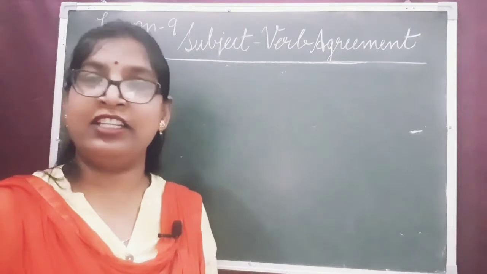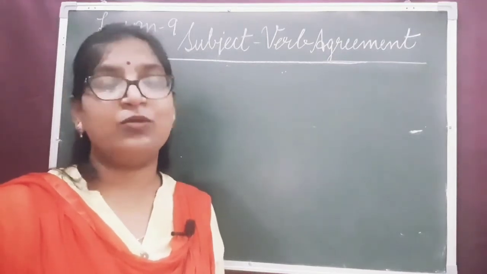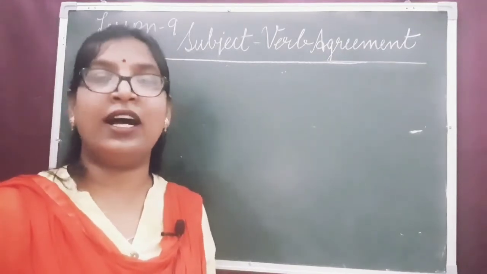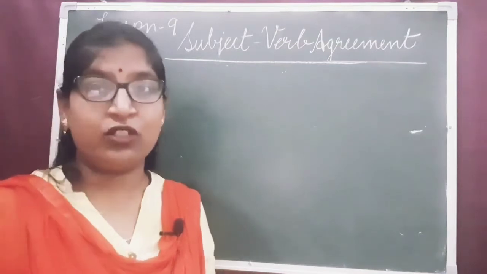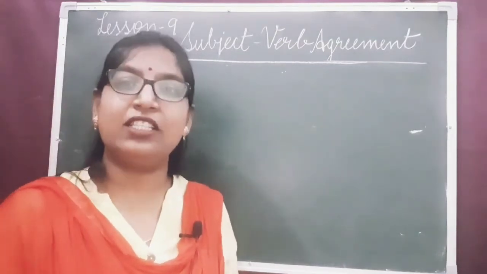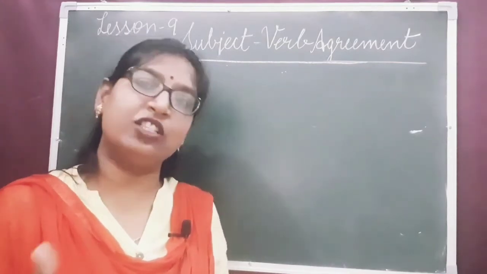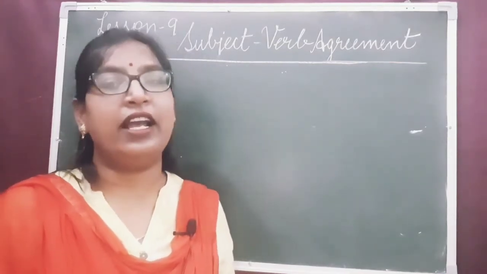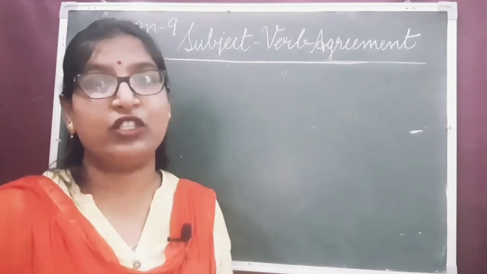Is, am, are, these all are the different forms of the verb be that we know. And these different forms of the verb we always use according to the subject. If the subject is singular, we use is. If the subject is plural, we use are. And if the subject is I, we always use am.